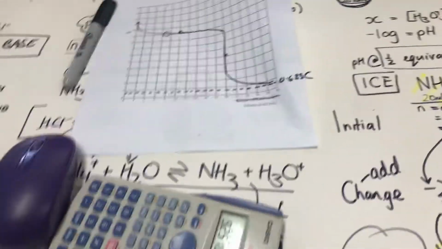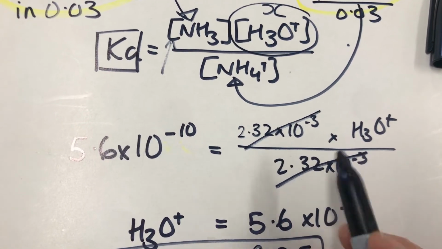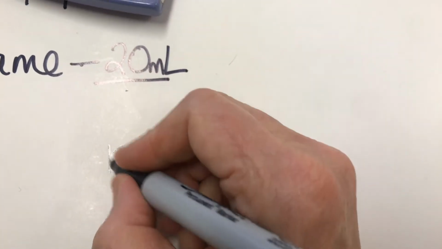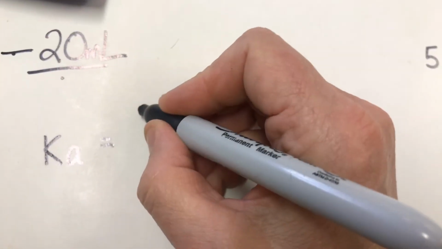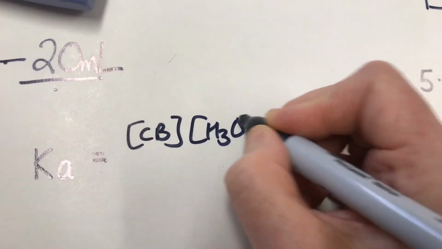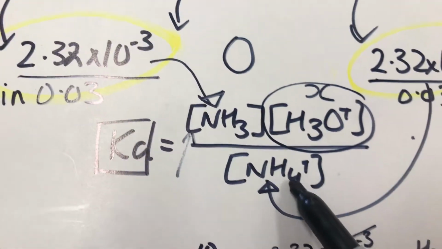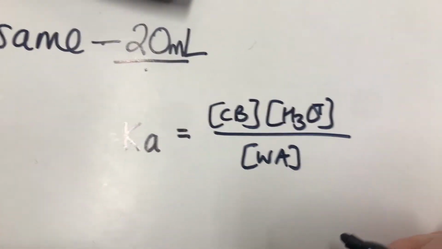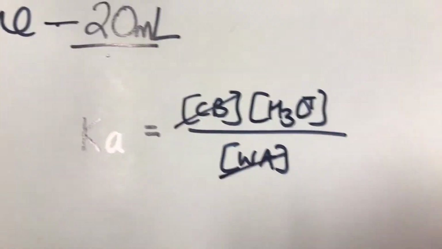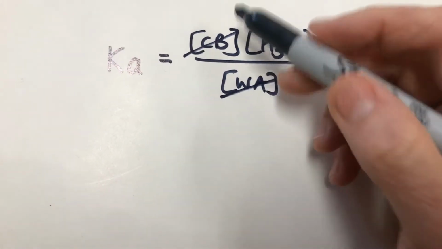However, if we go back to this bit where we substituted everything in and those two numbers were the same, let's just go back to here: Ka equals, and we had our conjugate base times H3O+, and we had our weak acid down there. So that's this here: conjugate base, weak acid, Ka. Now at halfway, these two are always going to be identical, so we can always cancel those out.